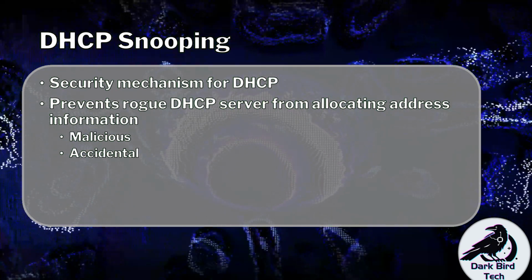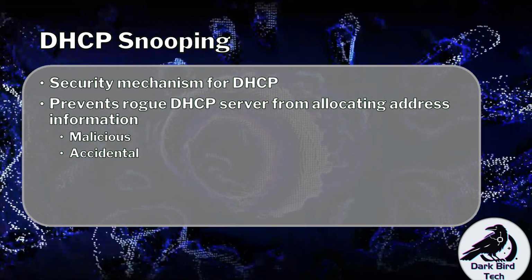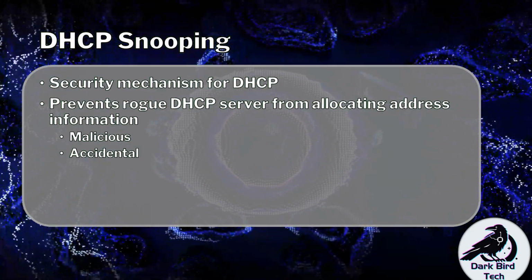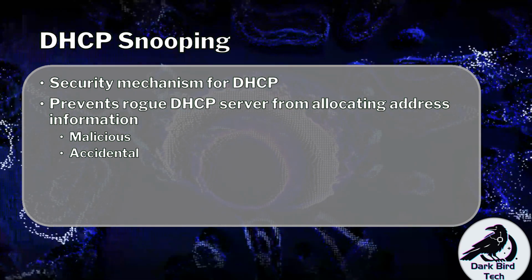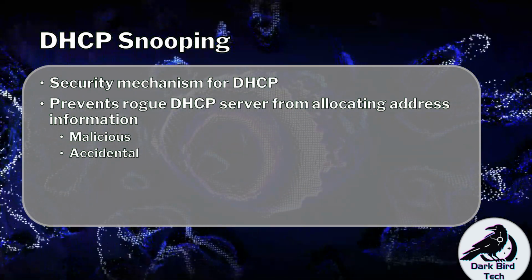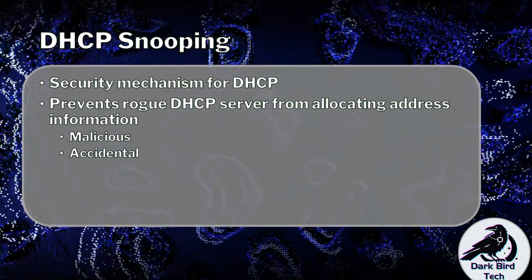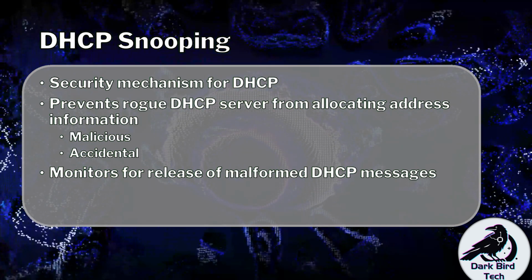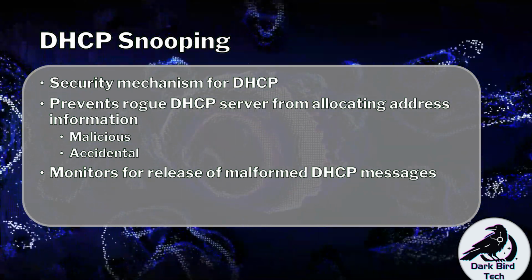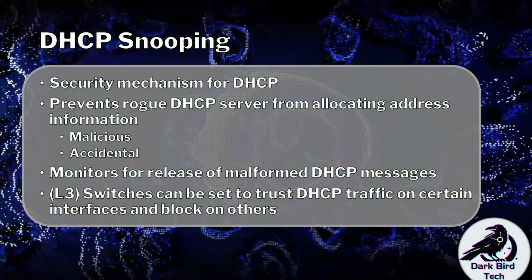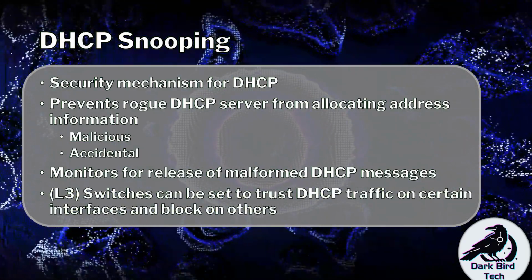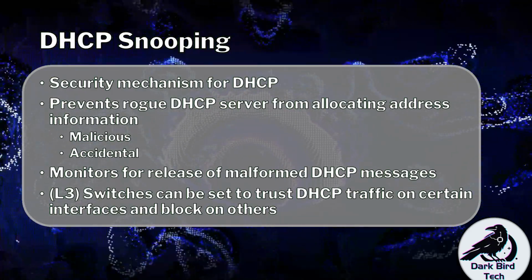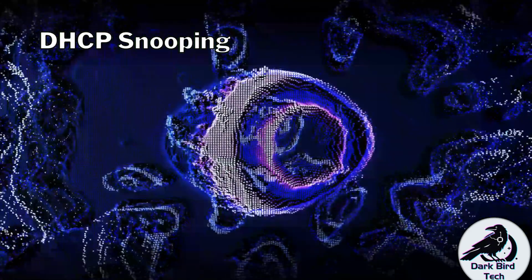Now, if this was done with malicious intent, it would be because the attacker can then dictate to the clients who the gateway is, and that would be fantastic for an on-path attack, formerly known as man in the middle. Now, what DHCP snooping does is it allows a switch, usually, to monitor for the release of malformed DHCP messages. And if it's layer 3, it can keep track of which interface to trust DHCP traffic on, and which ones to block certain DHCP messages. Let's diagram it out for you.